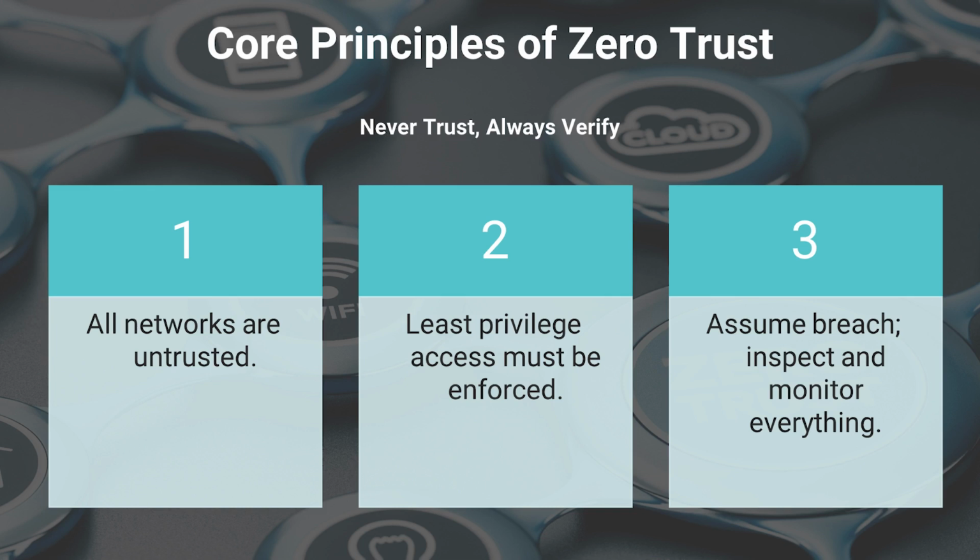Here are the three core principles. 1. All networks are untrusted. This means you can't make any assumptions about the security of your network, the security of the communication between networks, nor can you trust the individuals accessing those networks.